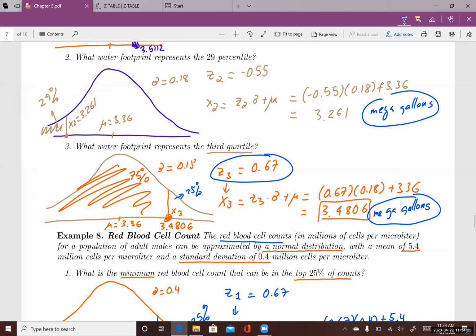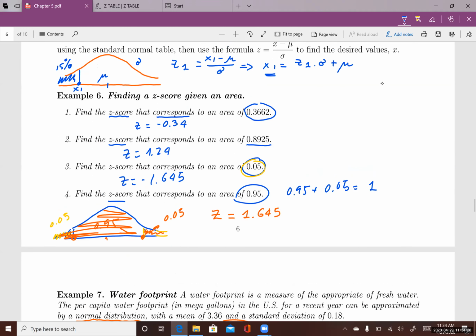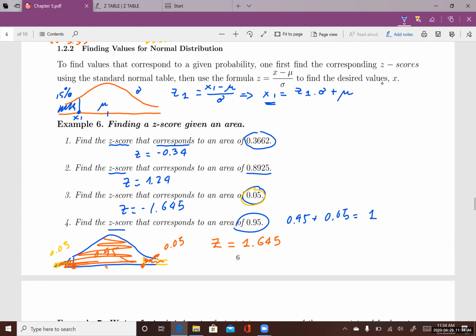Okay, so this lecture again helps you find the values for normal distributions. Again, when you have a continuous random variable that is normally distributed, and you're given a probability, then you can use a z-table to find a z-score that corresponds to that probability. And then you use the formula here to find the x value that corresponds to that probability.